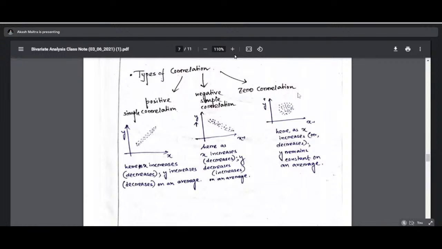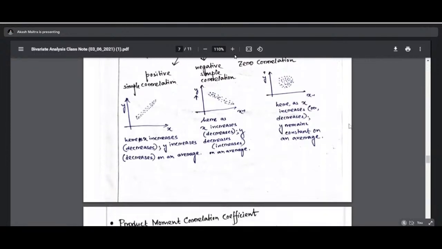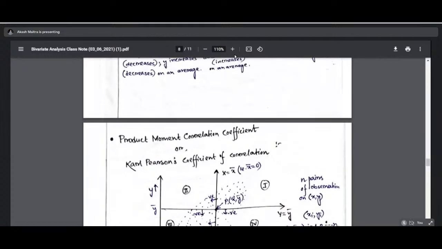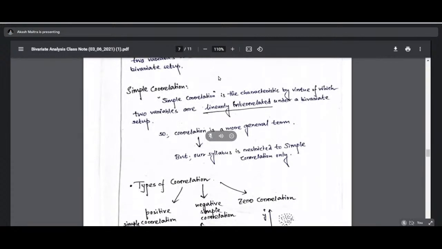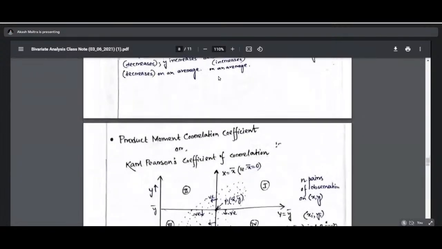And what is zero correlation? Zero correlation is like marks in mathematics and your shoe size or your height. There is nothing to worry about your marks in mathematics just considering your height. If you have less height, you can get marks of 60, and similarly if you have greater height, you can also get the same marks. So there is no relationship between height and marks in mathematics, so there is a zero correlation. I have already told you the scatter diagram portion, correlation portion, simple correlation, and types of correlation.